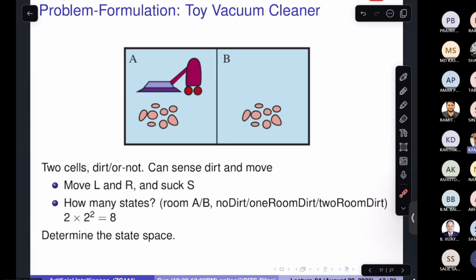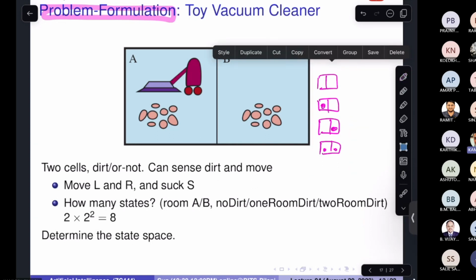Next, we are back on our classical problem, the vacuum cleaner problem. In this, I'm going to do the problem formulation for the toy vacuum cleaner problem. Again, there are two rooms, A and B. The condition of the rooms could be that all the rooms are clean, or there is dirt here, or there is dirt here, or there is dirt in both rooms. These are the only possibilities.